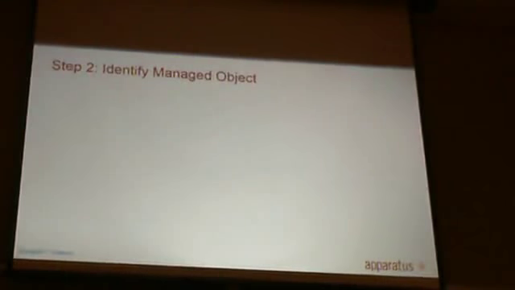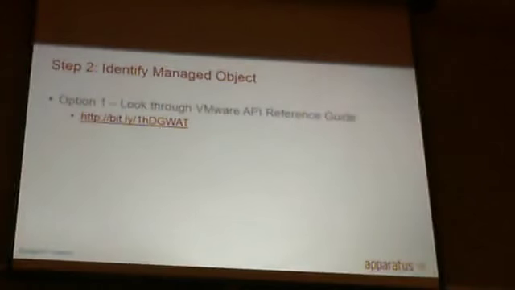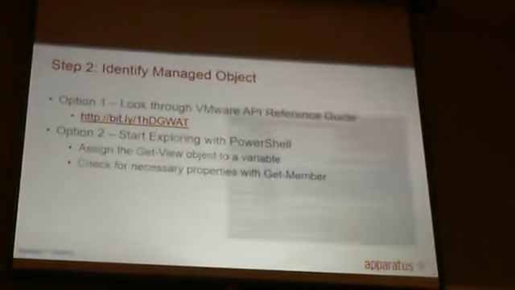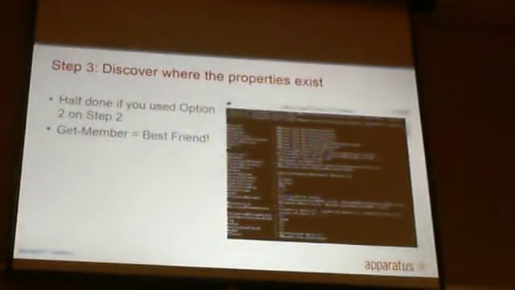So let's actually jump in and talk about how we can identify those managed objects. Well, you can look at that API reference guide. Like I said, that is an exhilarating read. It does have fantastic information in it, but I would be going through coffee nonstop when I'm browsing through all that text. So my personal favorite is I'm just going to start exploring it using PowerShell. I'm going to assign that Get-View cmdlet to a variable, so I don't have to query the information. I can try and just browse around it, no problem. And then I'll check for the necessary properties using the Get-Member cmdlet. And then you go through discovering the properties.